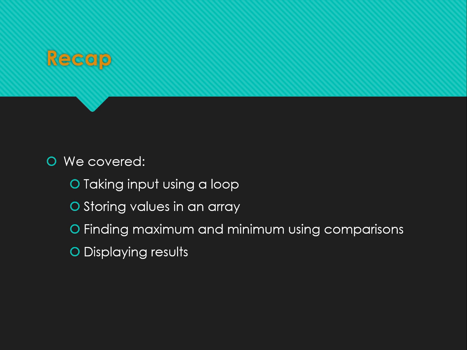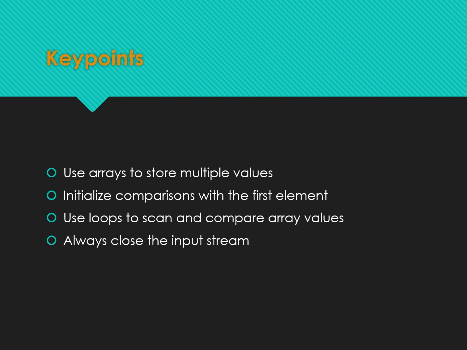Here are some key points to remember. Use arrays when you need to store multiple values of the same type. When comparing values in an array, always start your min and max comparisons with the first element. A single loop can efficiently find both the smallest and greatest values. And lastly, always close your input objects like the scanner to avoid memory leaks or resource locking. These practices will help you write clean and efficient Java programs.